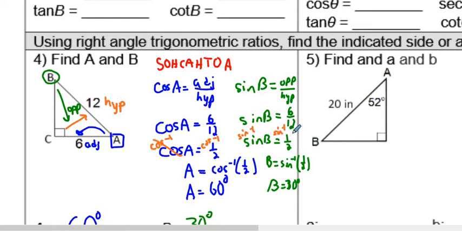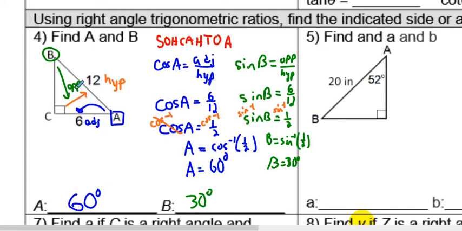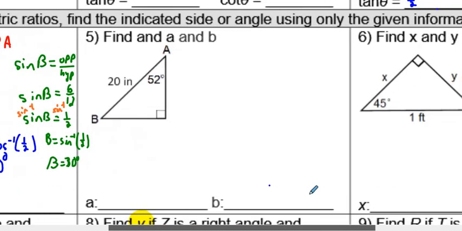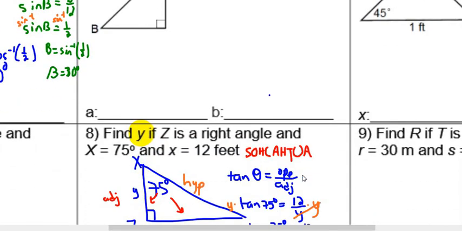You put 6 over 12, you inverse sine, and you get 30. And of course, 30 plus 60 plus 90 would be 180, so you know you got it right. All right, another one that students ask me about all the time is this one.